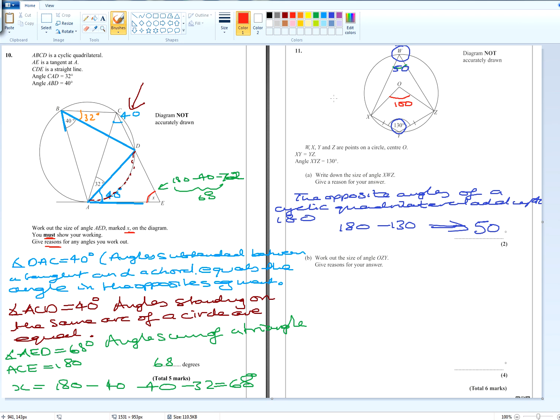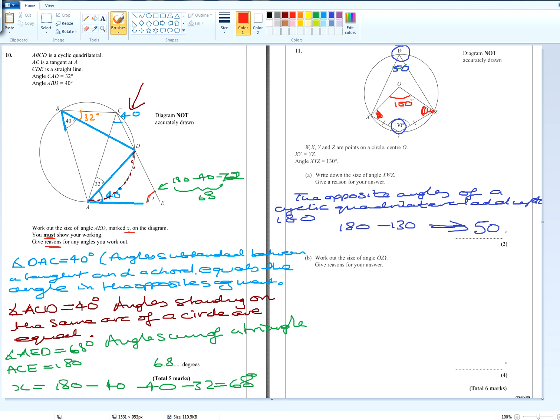So work out angle OZY, which is this one. If you know these two, OZY is the same as this angle here, isn't it? Because it's the symmetry of the shape. These two lines are radii, and these two are also equal over here. What will I give you then? It's 65. Correct. But let's do the maths now.